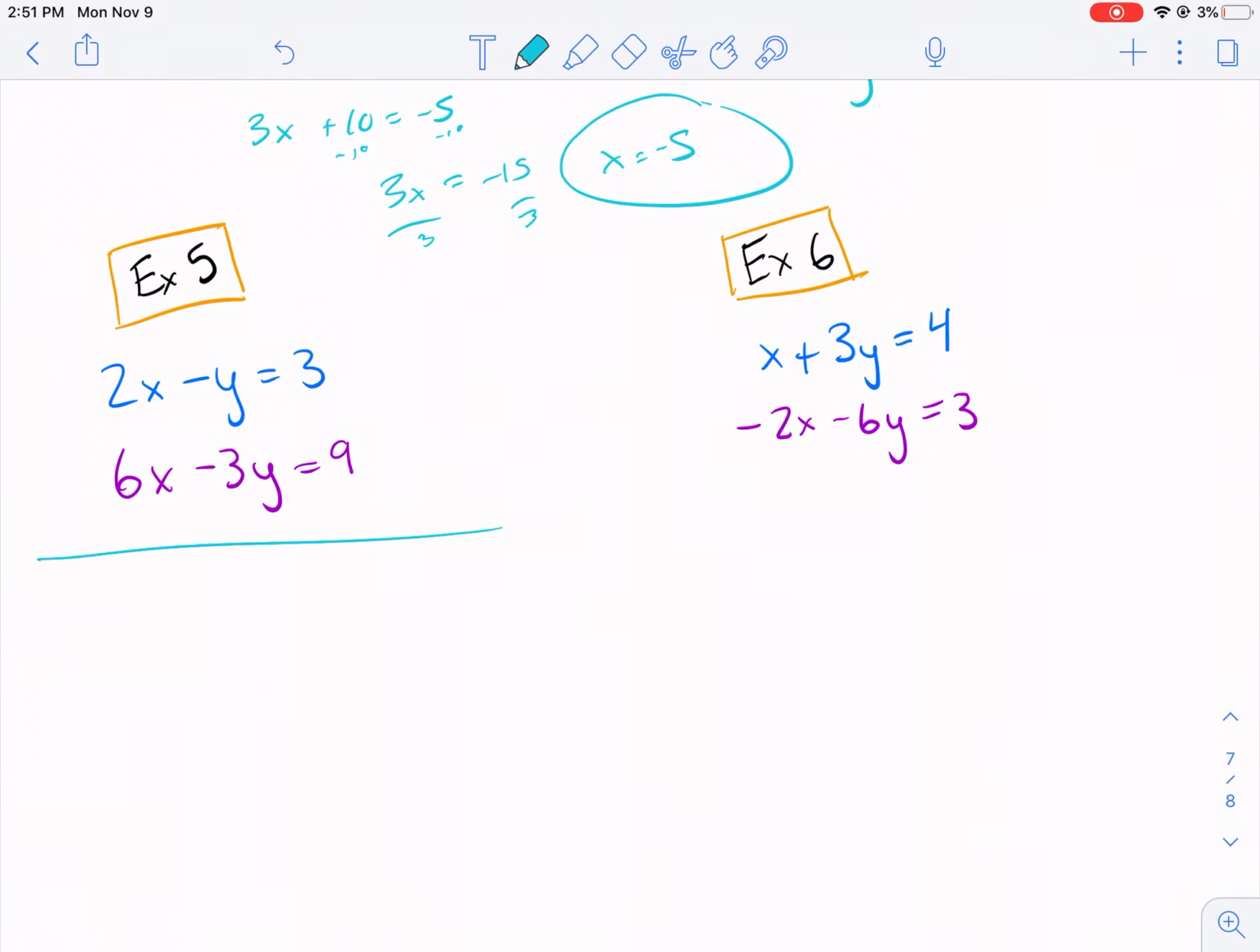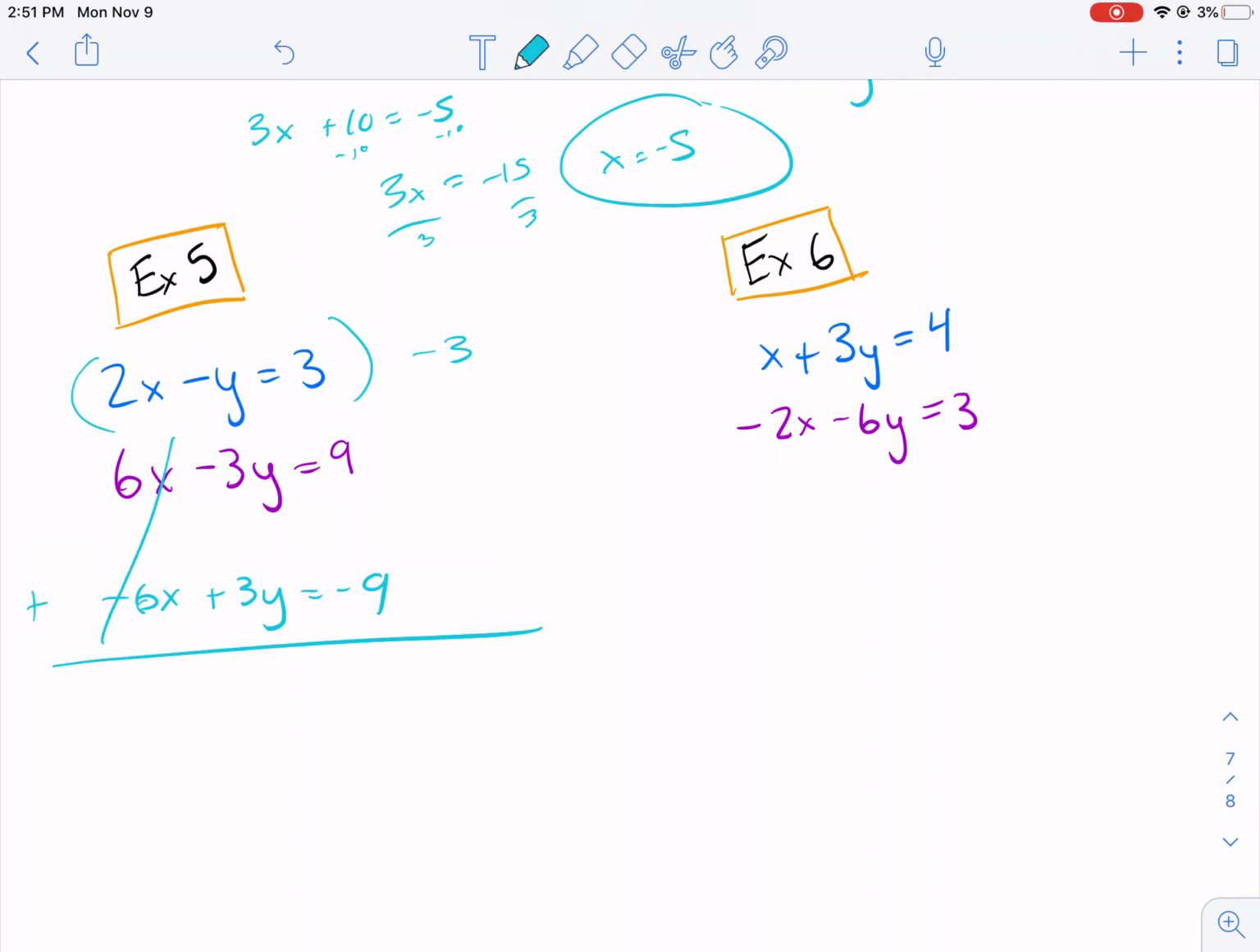Okay. 2 more. This one I can see I'm going to multiply by a negative 3 so I can make it the opposite. I'm going to write it right beneath here. So I get negative 6x plus 3y equals negative 9. Okay, I'm adding these two together. I eliminate everything. Okay, I get 0 equals 0.